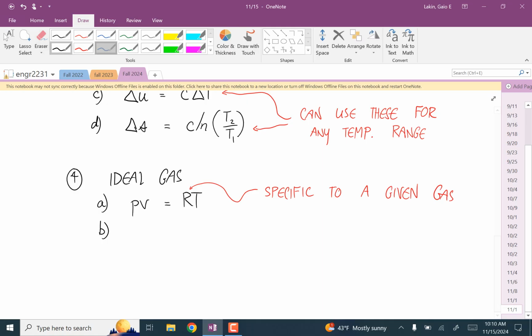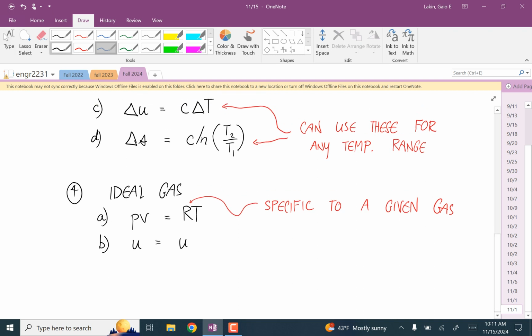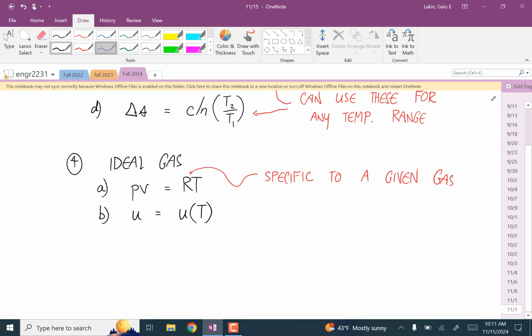Then what do we know about specific internal energy? It depends on temperature. Yes, very good. It only depends on temperature. So for both of these, that's an important thing. Specific internal energy doesn't depend on pressure or anything like that. It only depends on temperature.